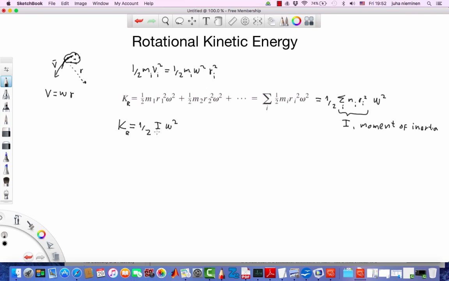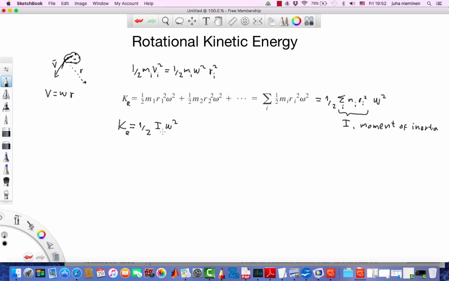So let's have a better look at this moment of inertia. First of all, if you look at these formulations, it means that if we have a large moment of inertia, the object has large kinetic energy, which means that a lot of work has to be done to make it rotate at a certain velocity. And also, if we want to slow it down, we need a lot of work to do that.